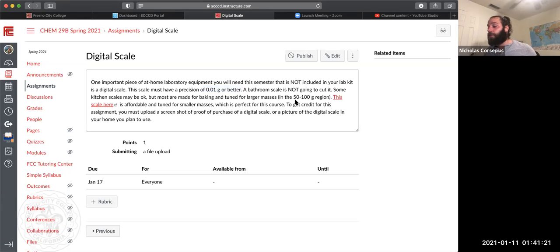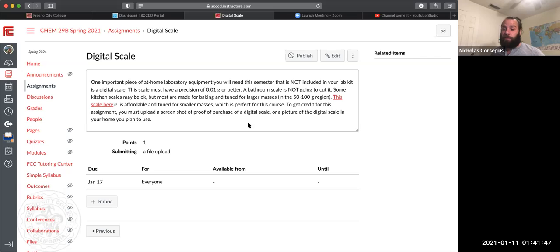This is the one material outside of your lab book that you're going to have to acquire this semester, is this scale. So please make sure you do that. The assignment here is to submit a proof of purchase, something just saying, hey, I bought it. We're going to give you these lab kits free of charge, all that glassware and all that material. This is the one big expense that you have to cover yourself.